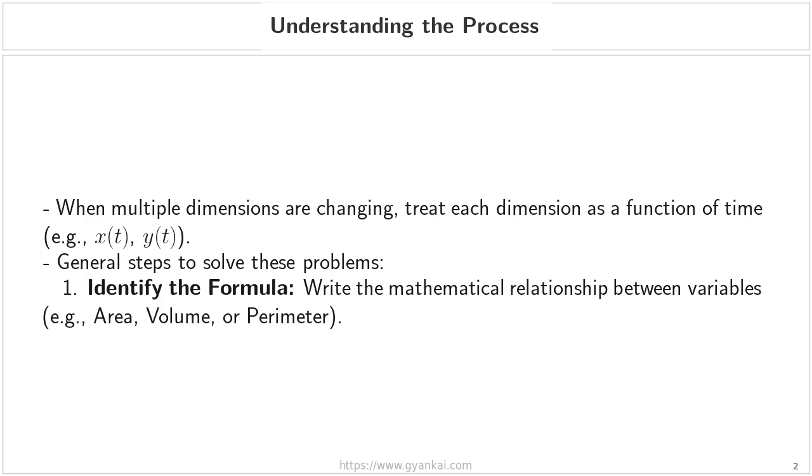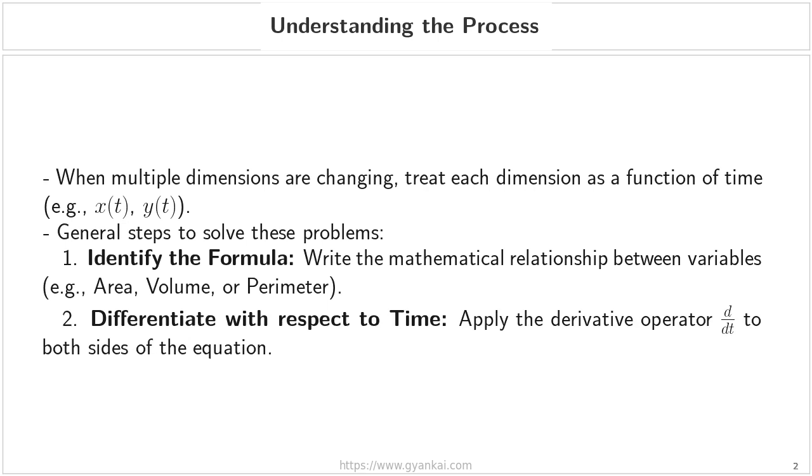Step 1 is to identify the formula. Before doing any calculus, you must write down the mathematical relationship between your variables. Depending on the scenario, this might be the formula for area, volume, or perimeter. Step 2 is to differentiate with respect to time. You will apply the derivative operator, d over dt, to both sides of your equation. This allows us to see how the entire system evolves as time passes.